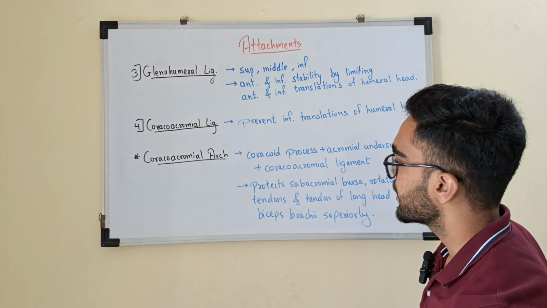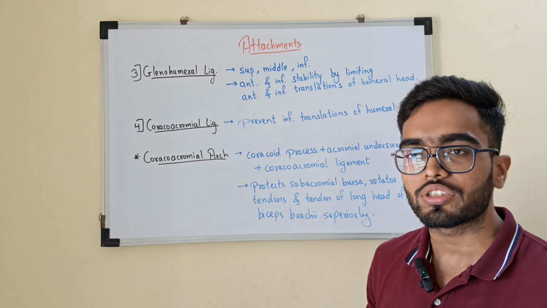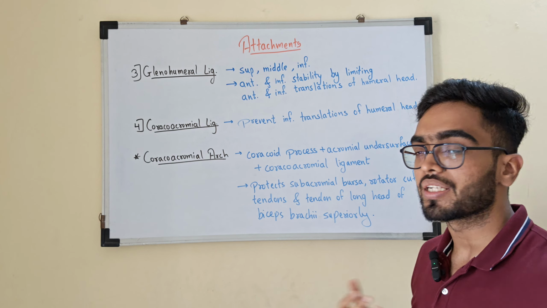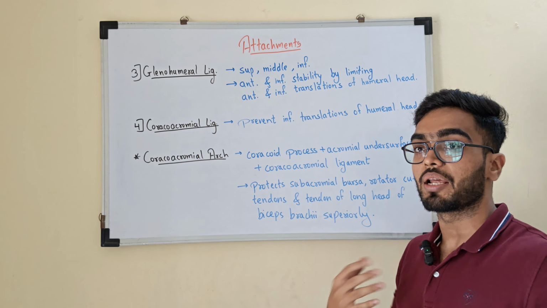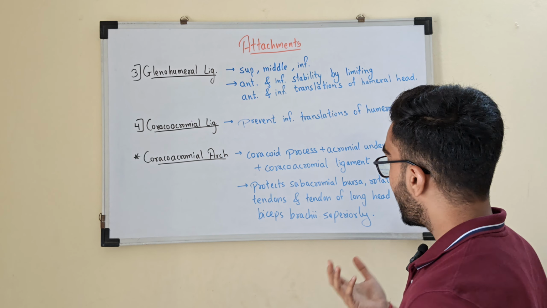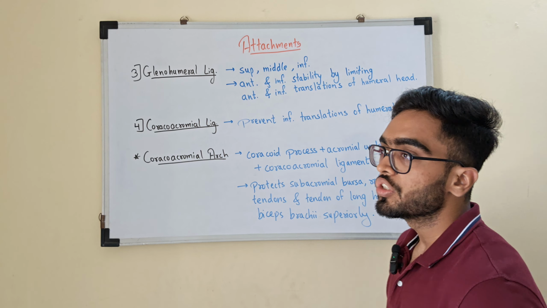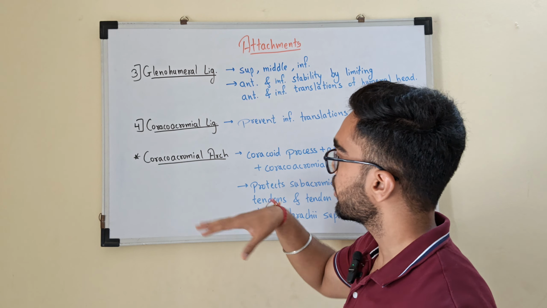Let's take an example of what would happen if the coracoacromial arch were not present. If you do any movement, or there is any trauma to your shoulder, the bursa would be affected, resulting in bursitis. It will affect the rotator cuff tendons, which help in the stability of the shoulder joint, and it will also cause trauma to the long head of biceps brachii. So all these structures would not be protected if it were not for this arch.